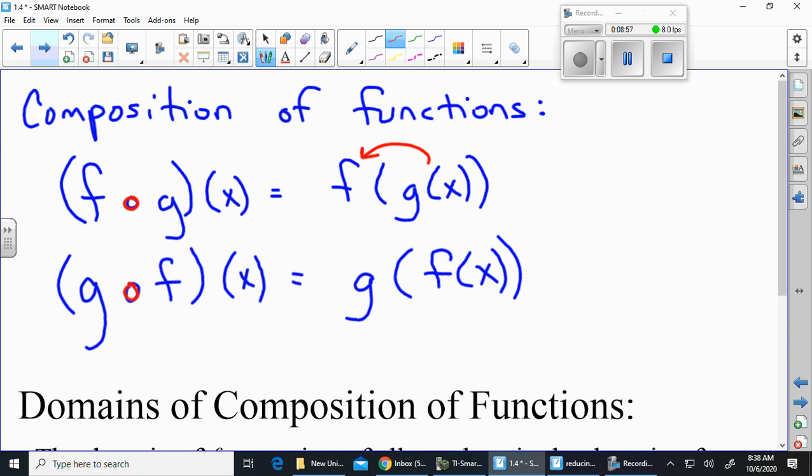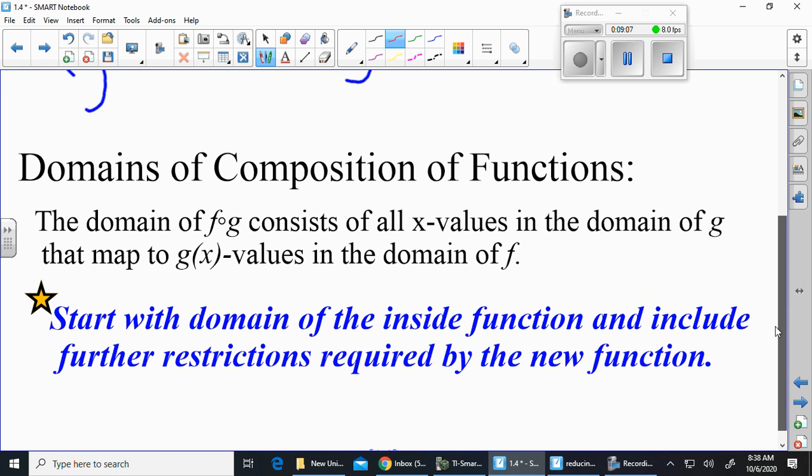F of g of x means I'm putting g into f. G of f of x means I'm putting f into g. Domains.